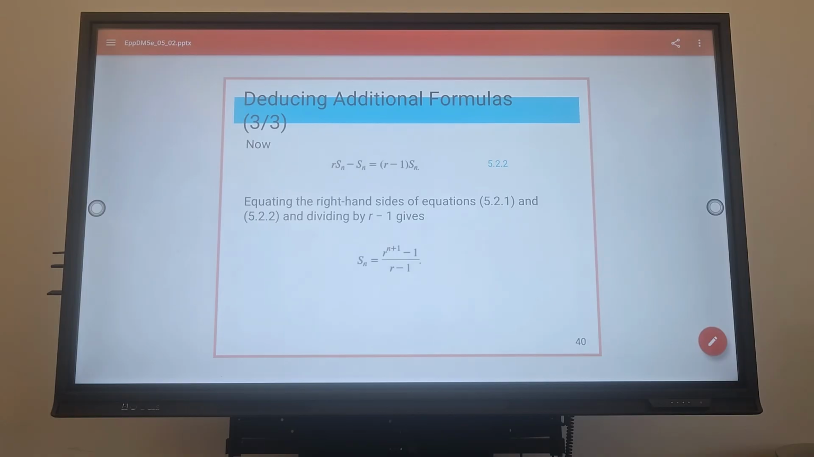Now r times S sub n minus S sub n equals r minus 1 times S sub n. Equating the right sides of equations 5.2.1 and 5.2.2 and dividing by r minus 1 gives S sub n equals r to the n plus 1 minus 1, all over r minus 1. And that will be it for that section.